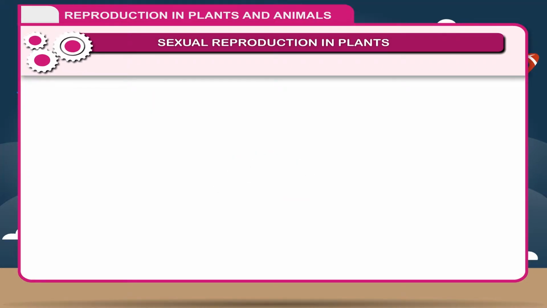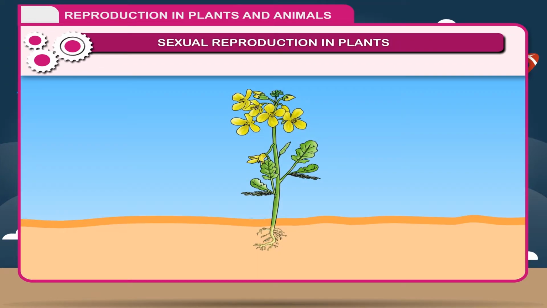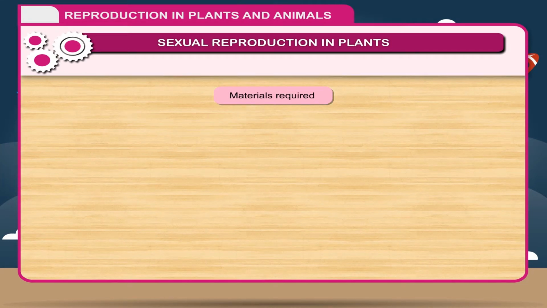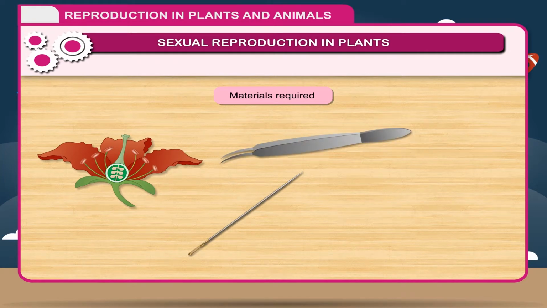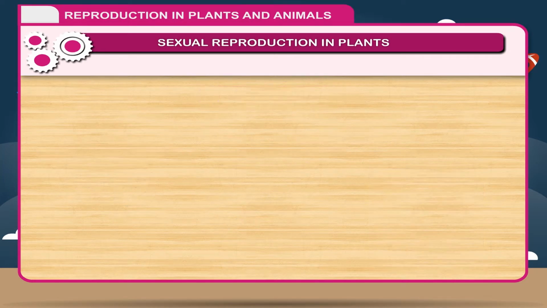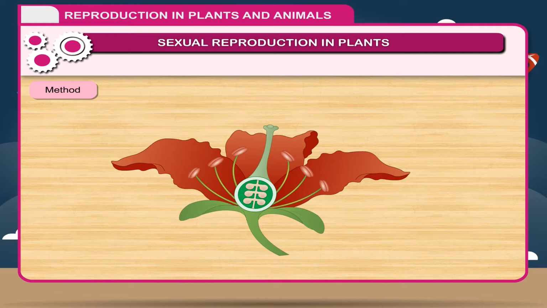Activity. Objective: study the parts of a flower. You all know that a flowering plant has two parts. Vegetative part consists of root, stem and leaves, and reproductive part consists of flowers. Materials required: flower of China rose, a needle, a forceps, a sheet of paper. Method: observe red-colored China rose flower which has a stalk called pedicel.